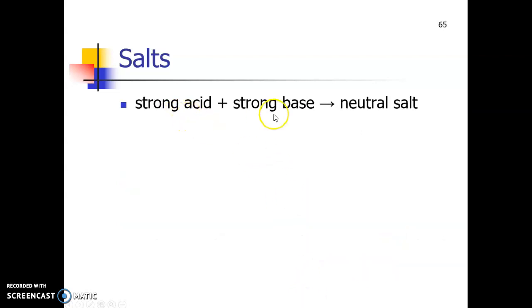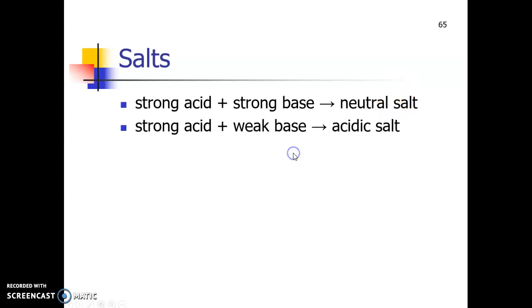If a strong acid reacts with a strong base, remember we did a list of strong acids and strong bases in a previous video, you get a neutral salt, so that one's easy. Like hydrochloric acid and sodium hydroxide, that makes sodium chloride, so that's a neutral salt. However, if you have a strong acid and a weak base, like maybe you have hydrochloric acid and ammonia, then you're going to make ammonium chloride, which is a slightly acidic salt.